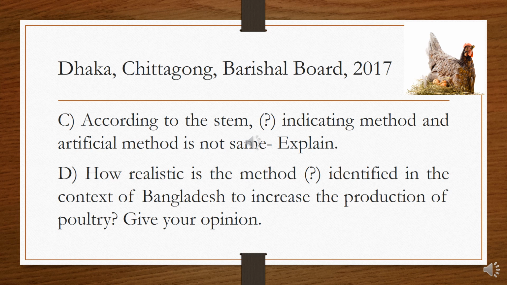So we can give our opinion that this method, the natural method, in the context of Bangladesh is very much realistic to increase the production of poultry. So these are all about question number C, that is an applied based question, and question number D, that is a higher order ability based question.